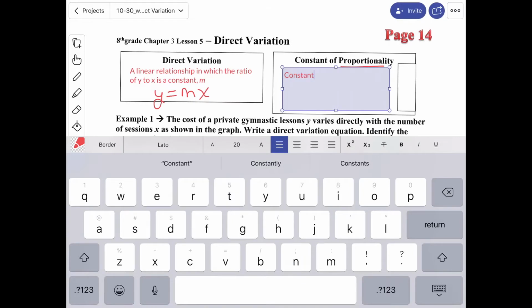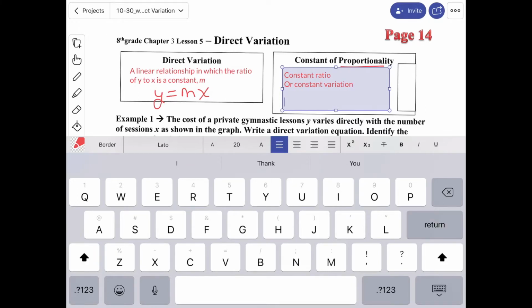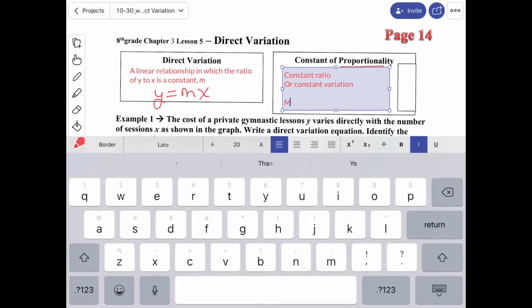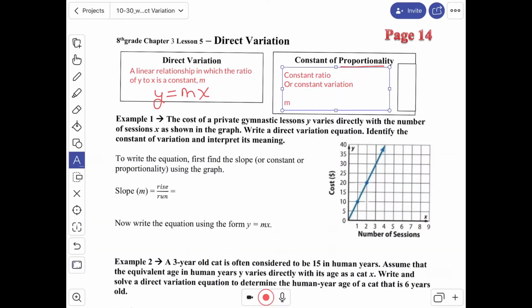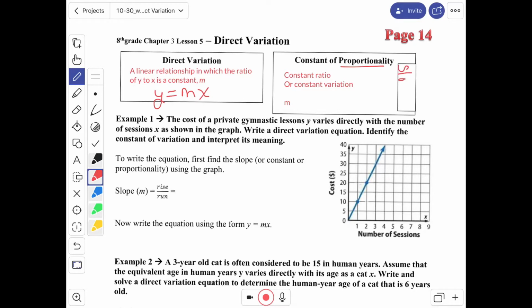Or we call it constant ratio, or we call it constant variation. But it's represented by the letter M. Sometimes we also call this the slope. Most often we call it the slope.